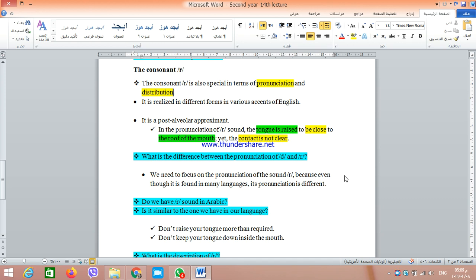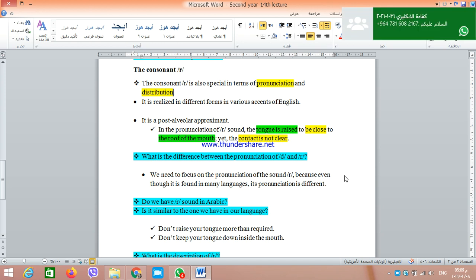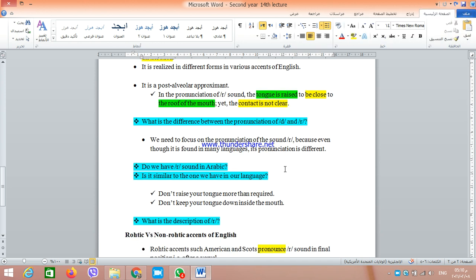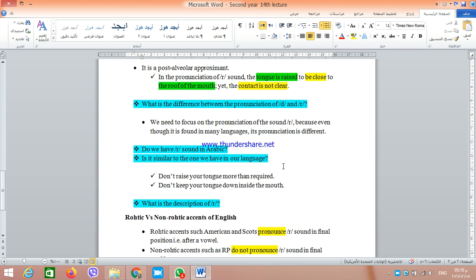So how to pronounce the sound ra? The sound ra is pronounced when the tongue is raised to be close to the roof of the mouth, but there is no clear contact. And the pronunciation is like ra, ra, ra. Read, read, okay? It's not weed and not read. Actually, you need to practice in order to be able to pronounce this sound in the correct way.